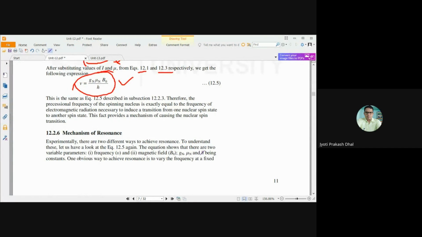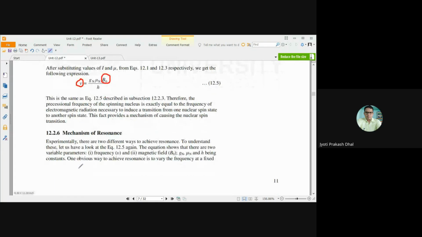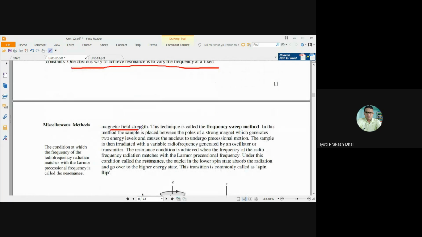This equation shows that there are two variable parameters: one is nu, and the other is B naught. For a particular proton, 1H1, Gn, mu n and H are all constant. Since they are constant, one obvious way to achieve resonance is to vary the frequency at a fixed magnetic field strength. This technique is called the frequency sweep method.